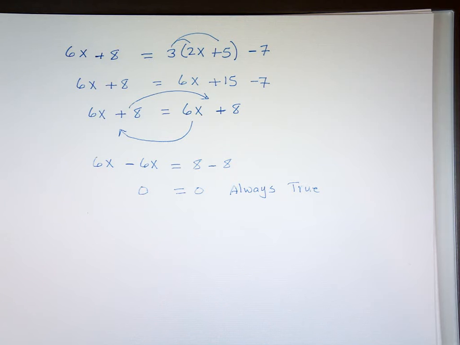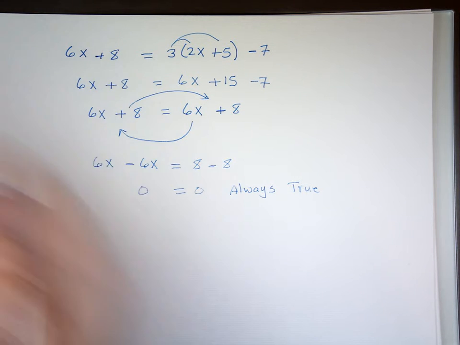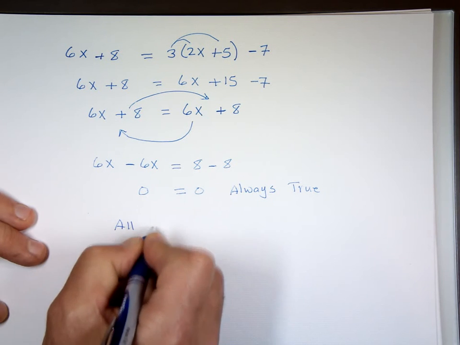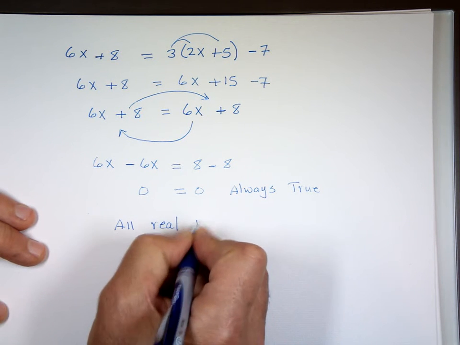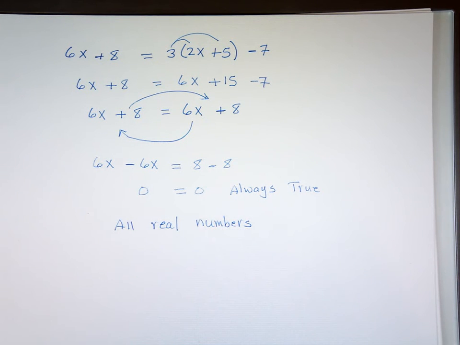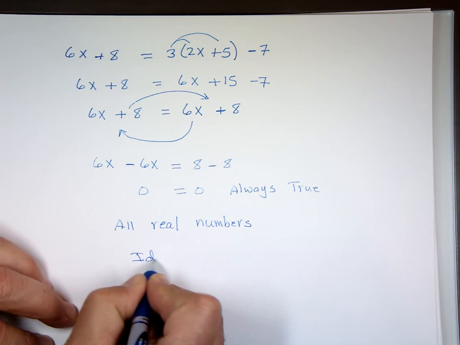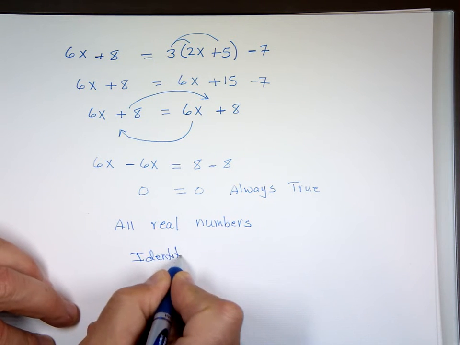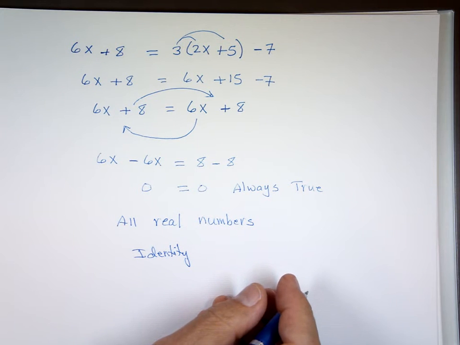So it's not a conditional equation. This is an identity. Any value that you pick, the left side will equal the right side. So your solution is all real numbers. That's what your solution is. Again, it's not a conditional equation. This is an identity now. That's correct all the time.